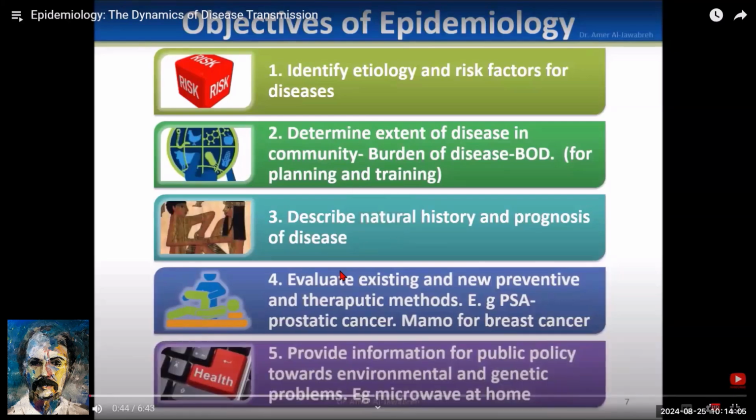And provide information for public health policy towards environmental and genetic problems. At the end, we have a Ministry of Health. Every country has a Ministry of Health, or some group that is responsible for the health of the community in every country in the world. And these people need to make decisions. These decisions mean millions and billions of dollars, or they can sometimes be detrimental, having very serious effects on the people, whether positive or negative.